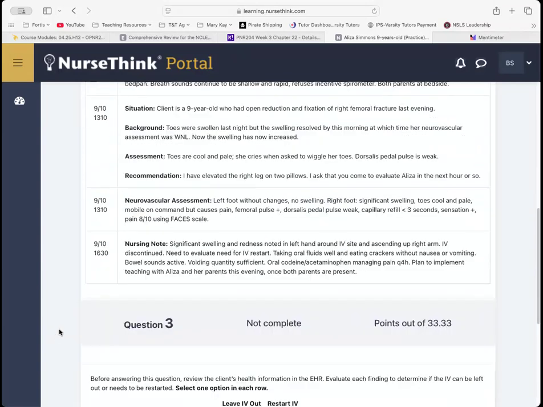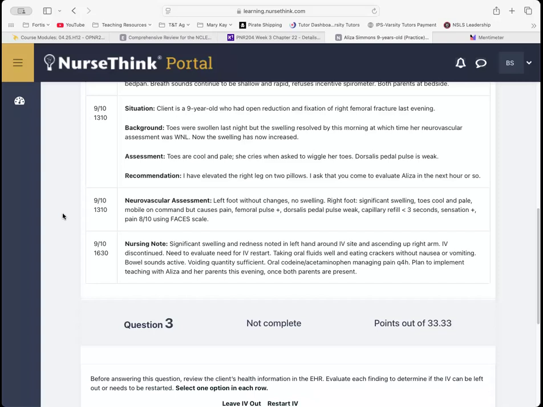So looking at that neurovascular assessment, at that time, we've got that left foot without change, no swelling, but right foot where she had surgery has significant swelling. We have cool and pale toes. Moving them causes pain. She does have a strong femoral pulse, but a weak pedal pulse. So we know that below that cast is where the problem is.